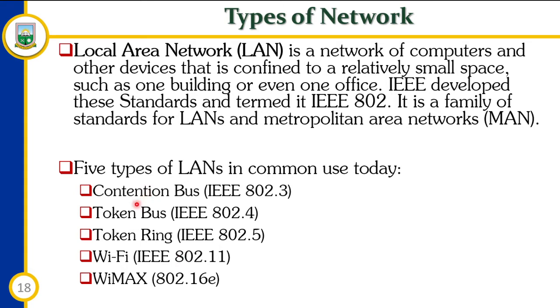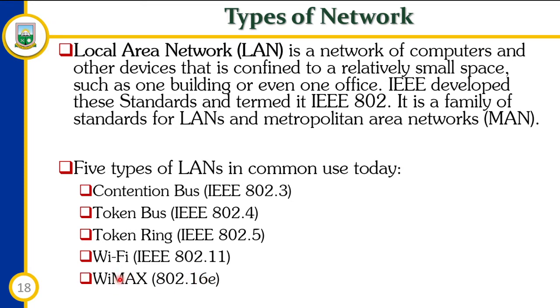You can see each LAN type has its IEEE number. So we have 802.3 for contention bus. You should know what it is. When in an exam we say IEEE 802.4, what type of network is that? You should be able to know that it's a token bus. When we talk of 802.11, we are talking about Wi-Fi. When we talk about 802.16, we are talking about WiMAX.